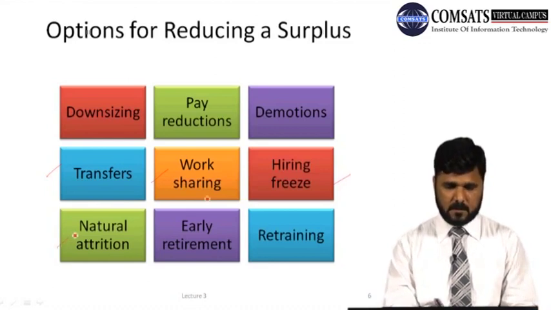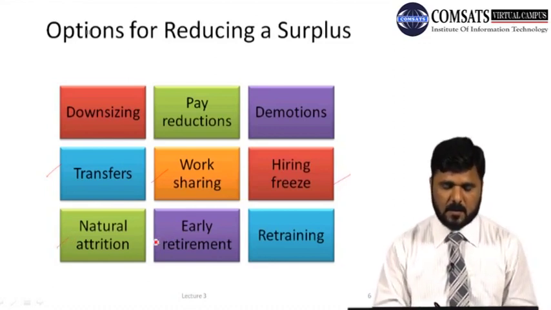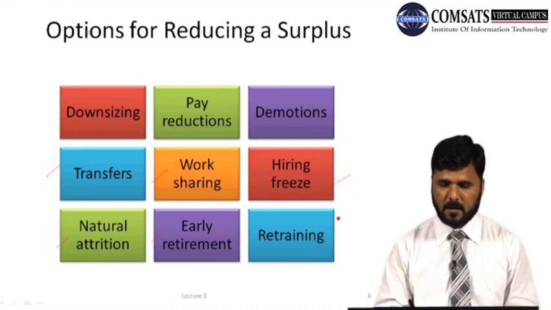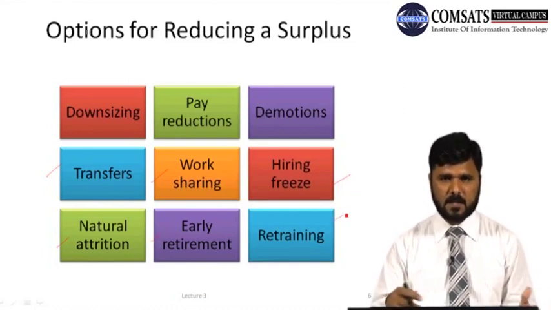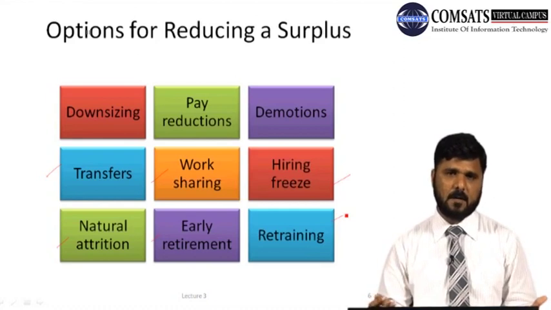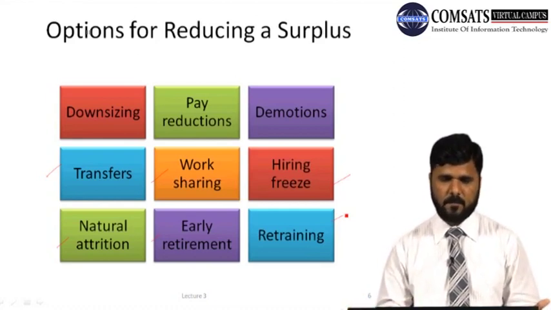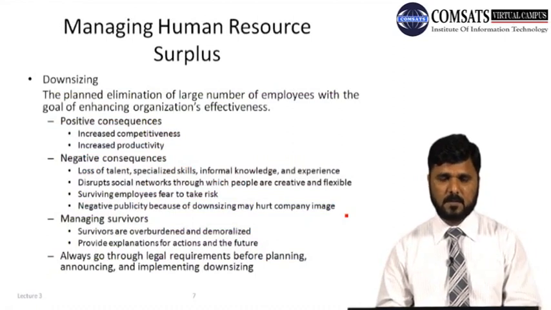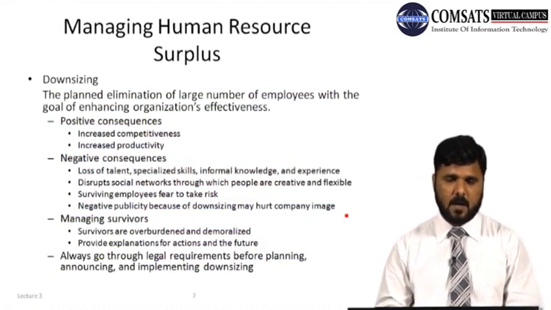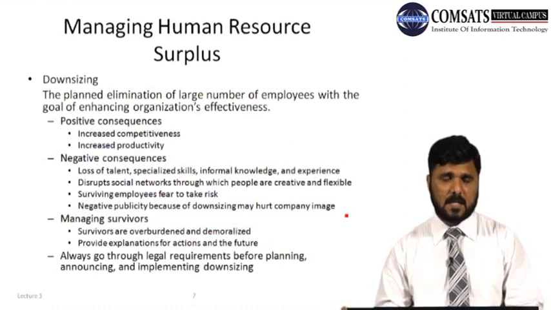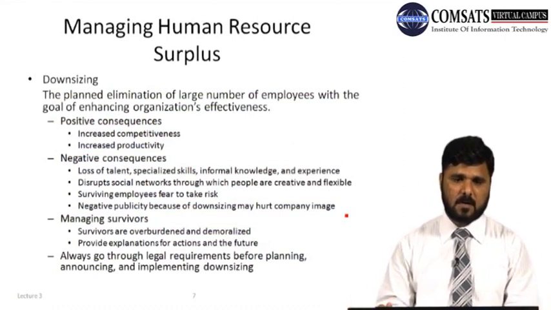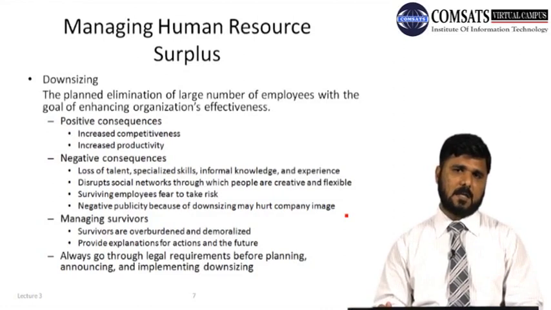Natural attrition हो सकती है, हम ये सारी चीज़ डिस्कस करेंगे. और they may go for early retirement or retraining. Retraining में उनको दोबारा किसी और स्किल में या किसी और एरिया में ट्रेन करके उनको एम्प्लॉय कर लिया जाएगा. Now we are going to discuss these options one by one, and we would be discussing only a few of the options. Well, the basic option that has been used extensively by the organization is downsizing.